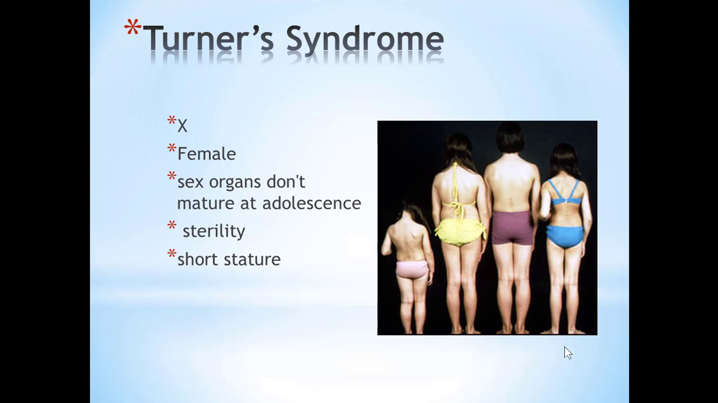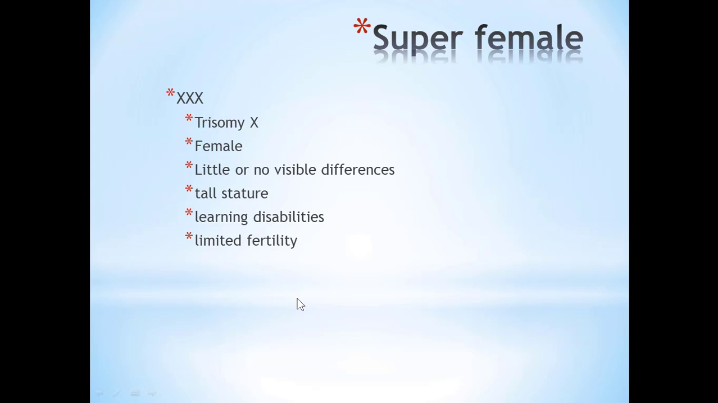Turner syndrome, when the gender chromosome is only one single chromosome. So they are females, they look like females because of the X chromosome and the absence of the Y chromosome. Their gender is female. Super female, when they have trisomy X chromosomes, there are no visible differences, and of course they also have limited fertility.